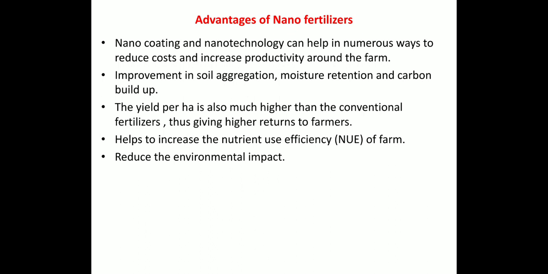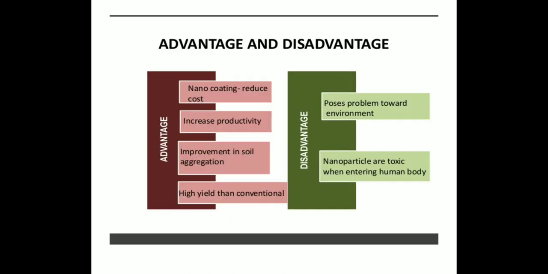The yield per hectare is also much higher than with the conventional fertilizers, giving higher returns to the farmers, and it helps to increase the nutrient use efficiency of the farm and finally reduce the environmental impact. These are the advantages of nanofertilizers. Then disadvantages of these nanofertilizers: problems sometimes persist towards the environment, and nanoparticles are toxic when entering into the human body.